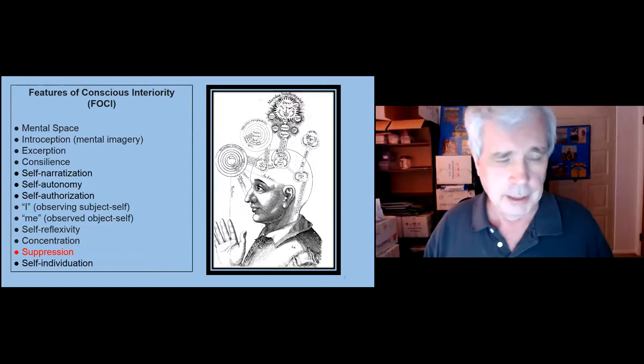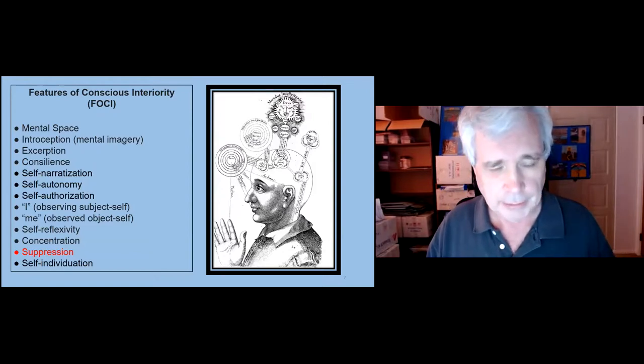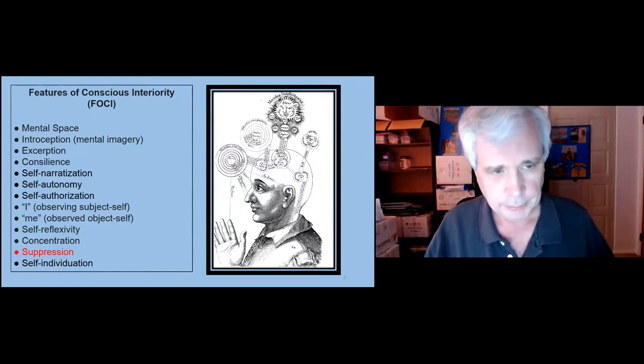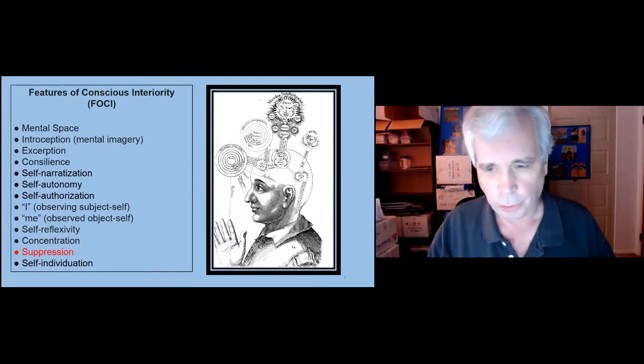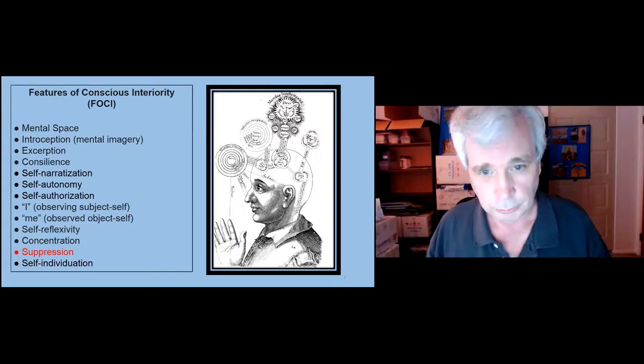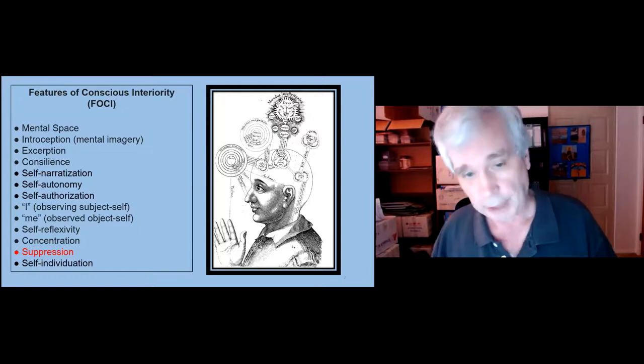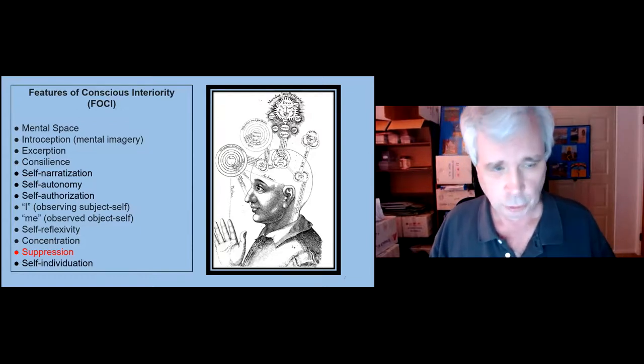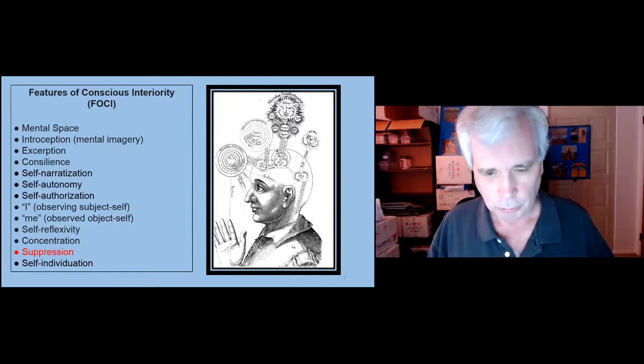Exception. The way I would explain that is that we have a collection of thoughts in our mind, but the eye will only pick out certain thoughts and chain them together, okay? And sometimes the mind will become obsessed with something that has been mentally edited. And sometimes it will try to suppress something that has been edited. So exception describes how conscious interiority picks out certain ideas or thoughts that are parading through our mind.